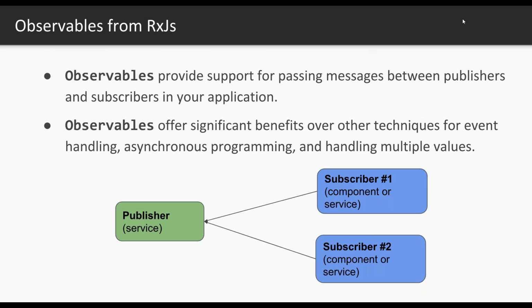So today we are going to talk about reactive programming with RxJS and Angular. And the first very important thing to know about reactive programming with Angular is that it relies on a library called RxJS. And that library brings a specific kind of object to the table called the observable. These observable objects provide support for passing messages between publishers and subscribers in the application.